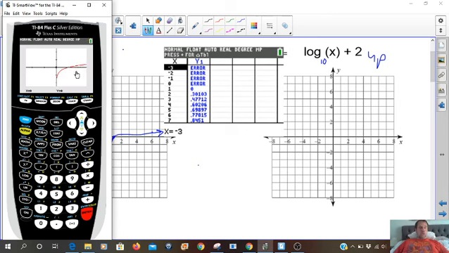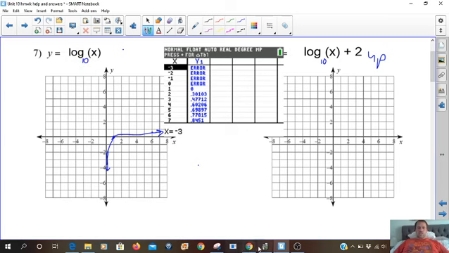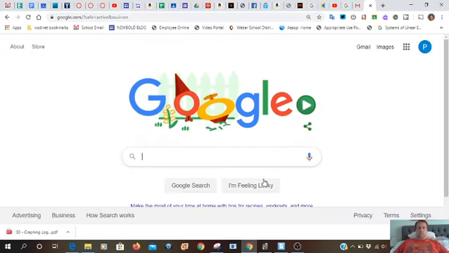Just like Star Wars, blue lightsaber until the dark side takes over red. Cool. Okay, so then log base 2x, let's just see if that shifts it, but this time let's use Desmos.